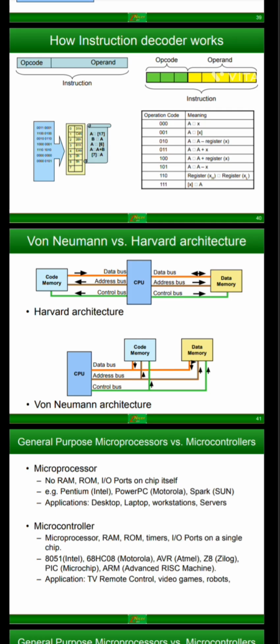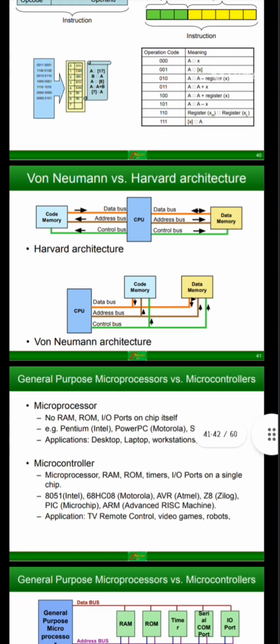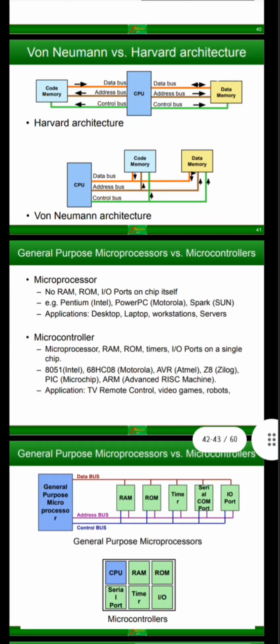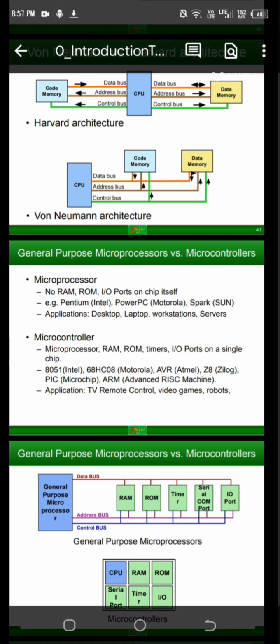Now we see von Neumann versus Harvard architecture. In the CPU, the code memory transfers over irreversible data buses, and data memory transfers over reversible data buses. The data buses from the CPU are transferred towards the code memory in a one-way direction, and also to the data memory in its own direction. Similarly for control buses.